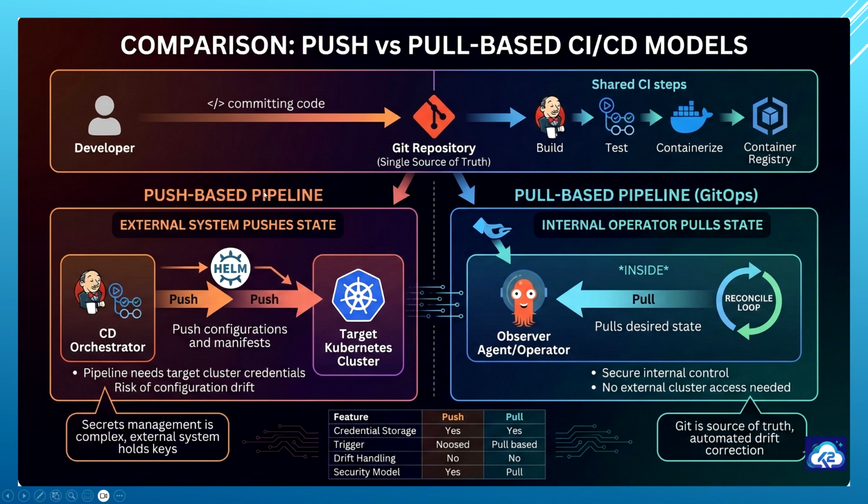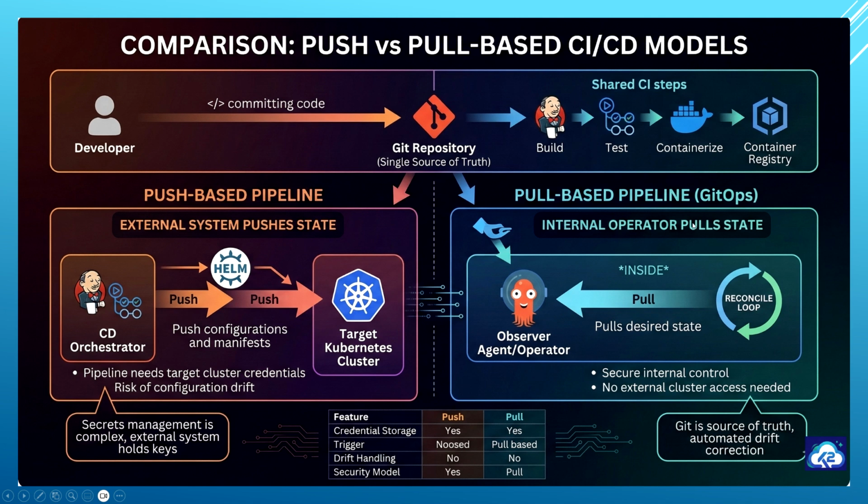And after that, for push based pipeline, here it will push the configurations and manifest into the target Kubernetes cluster. So for example, let's say we are using Jenkins, and here Jenkins requires the target cluster credential access so that it can push the configuration and manifest into the Kubernetes cluster. So here the secret management is complex for the external system holding the keys.